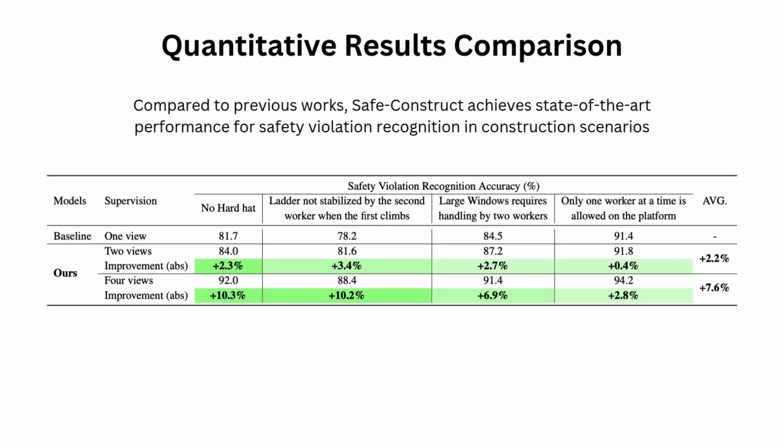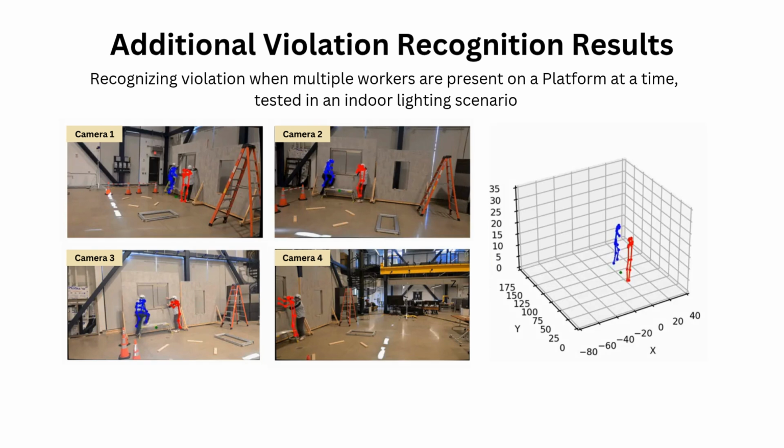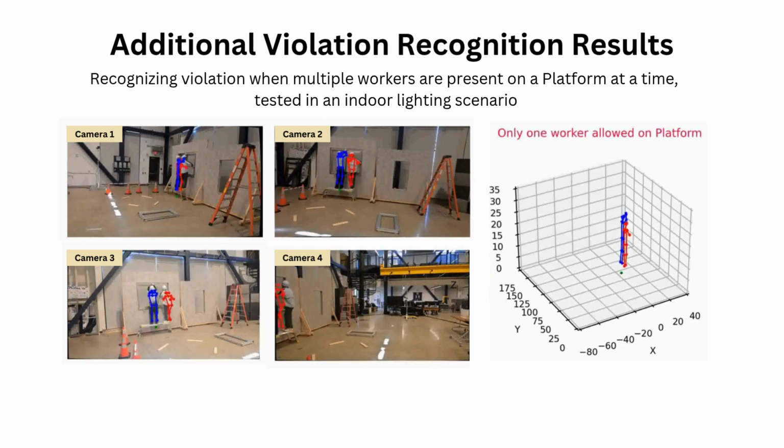Quantitatively, SafeConstruct significantly outperforms 2D single-view formulations. With 4 camera views, it achieves an average plus 7.6% improvement in violation recognition accuracy. In one test, the system successfully recognized that only 1 worker was on the platform, even under indoor lighting conditions.